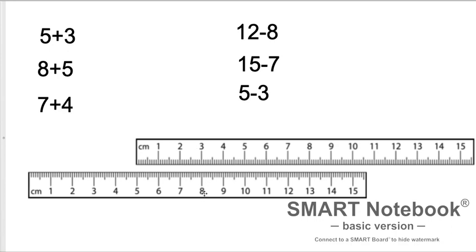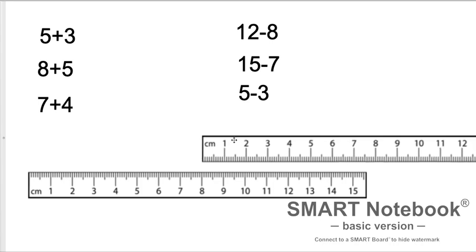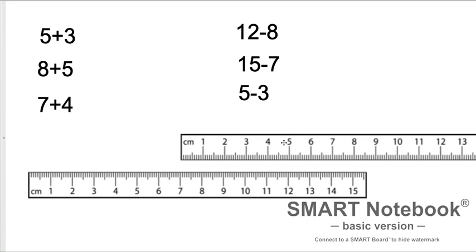gets us to 8. So if we were to do 8 plus 5, I'm going to put 0 centimeters where the 8 is, and then I'm going to do 8 plus the 5, which gets us to 13. If we do 7 plus 4, I'm going to move the beginning of this ruler to 7, and then I'm going to do this 7, add the 4, gets us to 11.